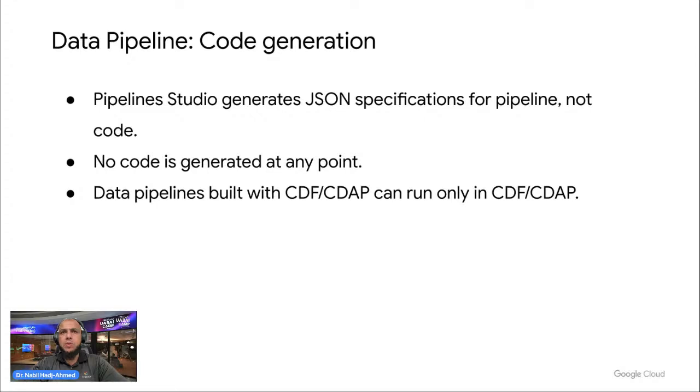So we're not generating any code. Only a JSON specification is generated for pipelines, and it is passed down to the layers for execution. And this is the beauty of Data Fusion. It never generates any code for the pipelines. It's just a JSON representation. This is why people find it more attractive than coding, let's say, in Dataflow or other environments.